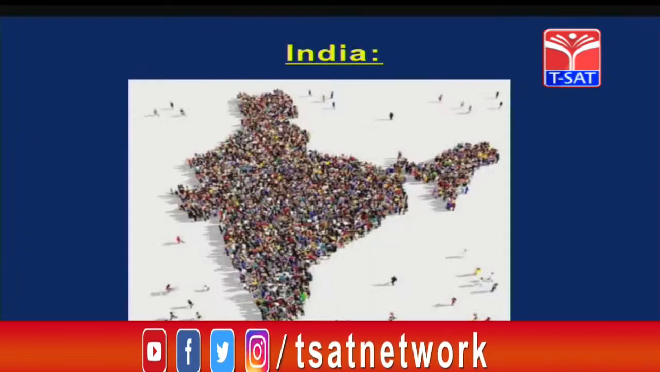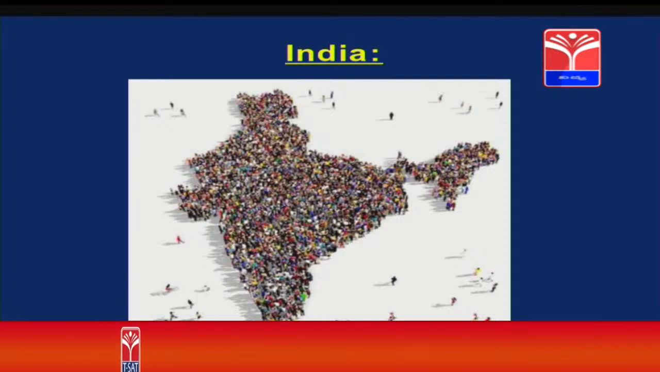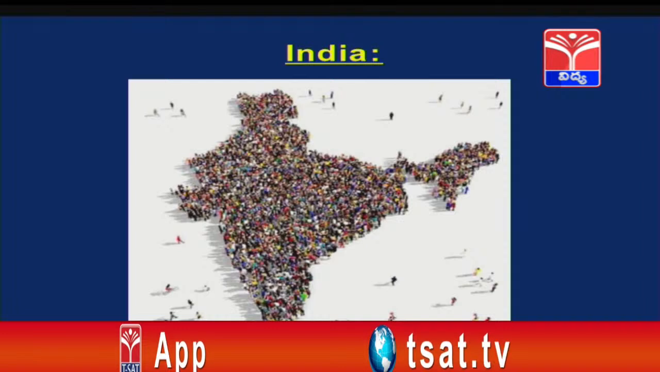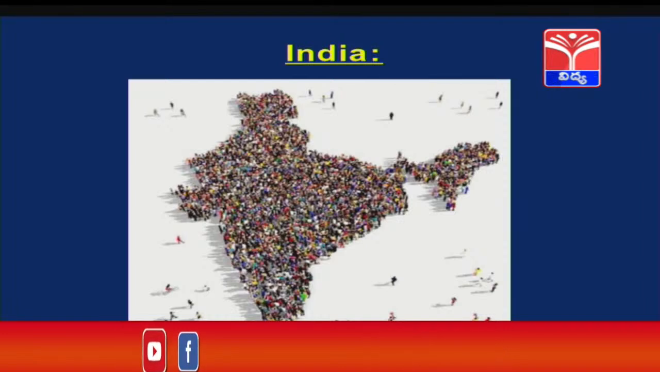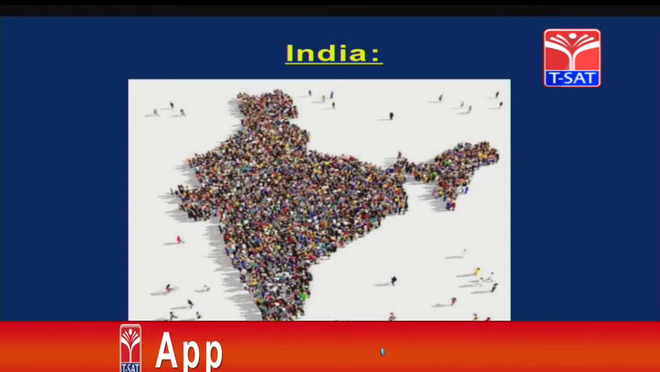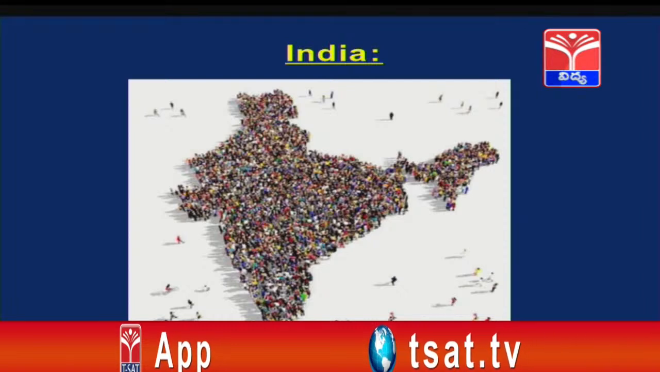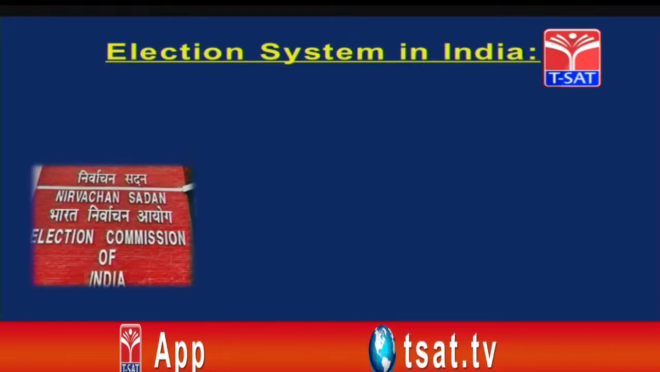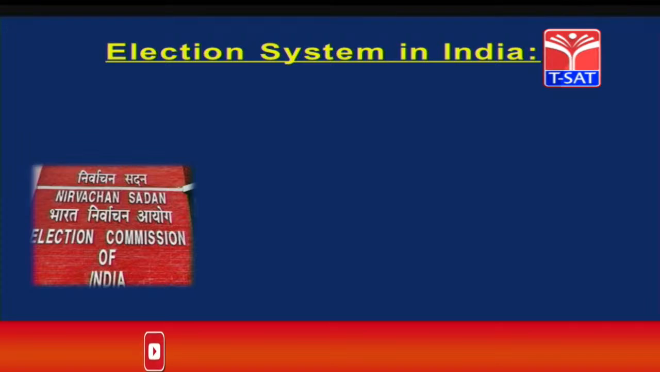Children, India is the largest democratic country with a huge population. Our India stands in the second place in population. Yes, in such a big country, it is not possible for all the people to gather in one place and take decisions. So, it requires a system to govern the people. This task is done by the Election Commission of India.